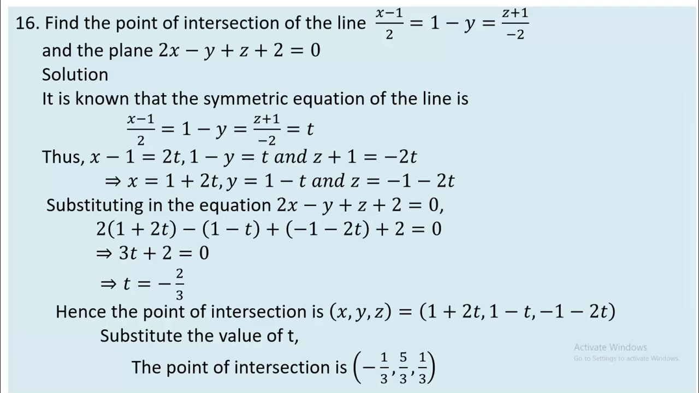Do you confirm that the obtained answer is right or not, students? What you need to do is substitute x equals minus 1 over 3, y equals 5 over 3, z equals 1 over 3 in both the line and the plane equation. It must satisfy, and you can verify that on your own. This is how it can be done.